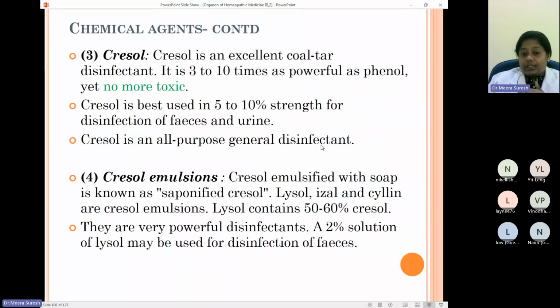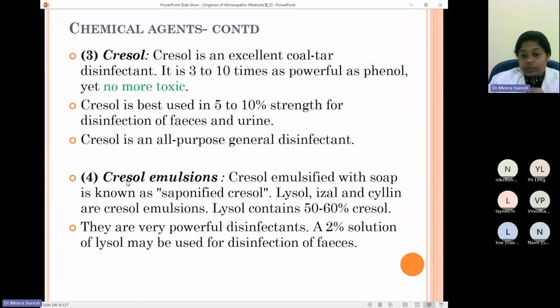Cresol emulsions. Cresol emulsified with soap is known as saponified cresol. So the examples that we get in the market, with different names, Lysol, Izal, Xylene, are all cresol emulsions. Lysol contains 50 to 60% of cresol. They're very powerful disinfectants. A 2% solution of Lysol may be used for disinfection of feces.